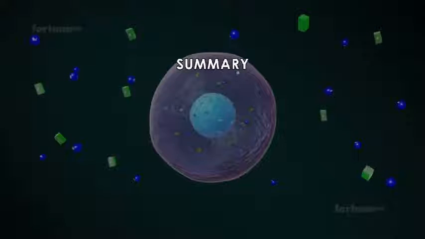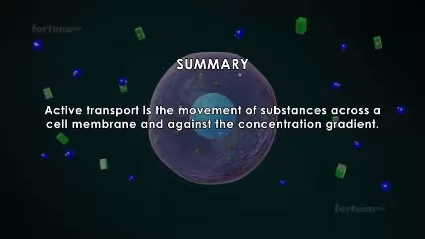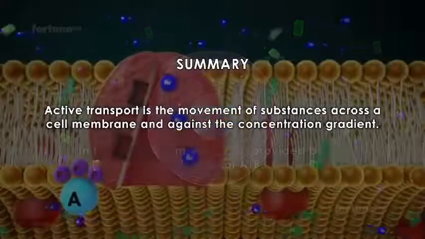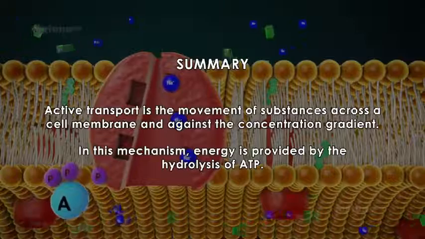Summary: active transport is the movement of substances across a cell membrane and against the concentration gradient. In this mechanism, energy is provided by the hydrolysis of ATP.